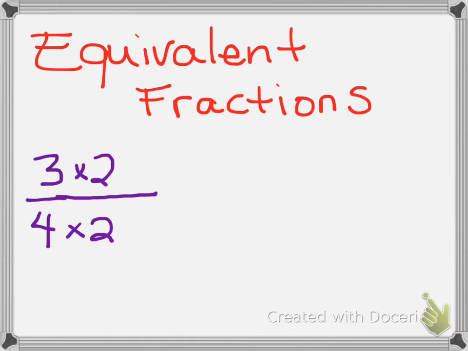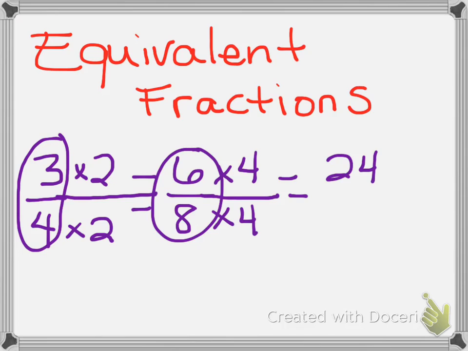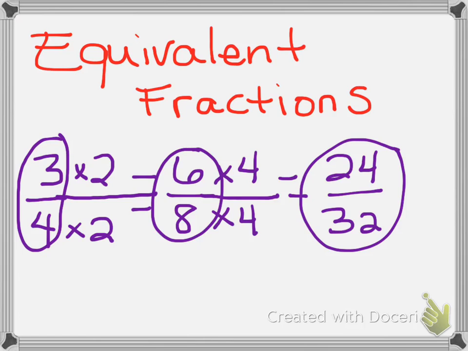You have to multiply the numerator and the denominator by the same number. And that's going to give me 3 times 2 is 6, and then 4 times 2 is 8. So 3/4 and 6/8 are equivalent to each other. I could keep going and pick another number to multiply by. Take my 6/8 times a number, and I'm going to do 4. 6 times 4 is 24, and 8 times 4 is 32. Therefore, these three are now equivalent to each other.